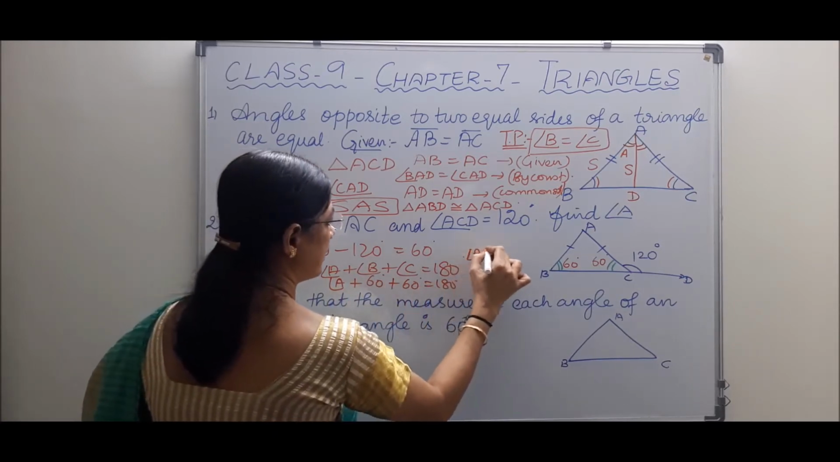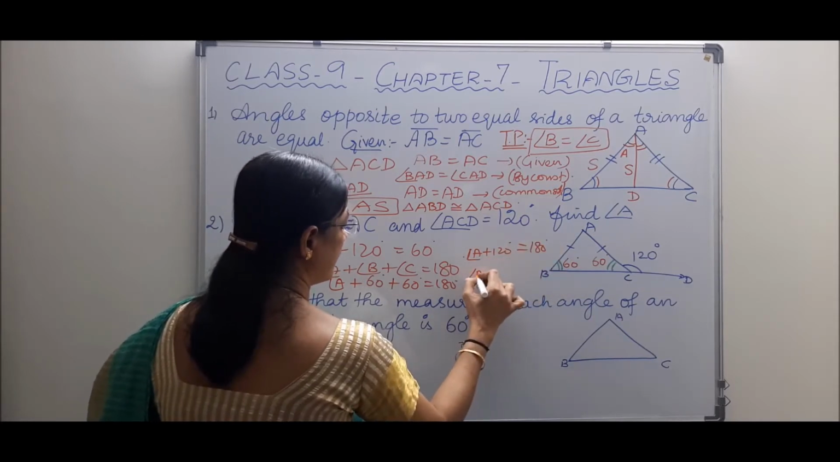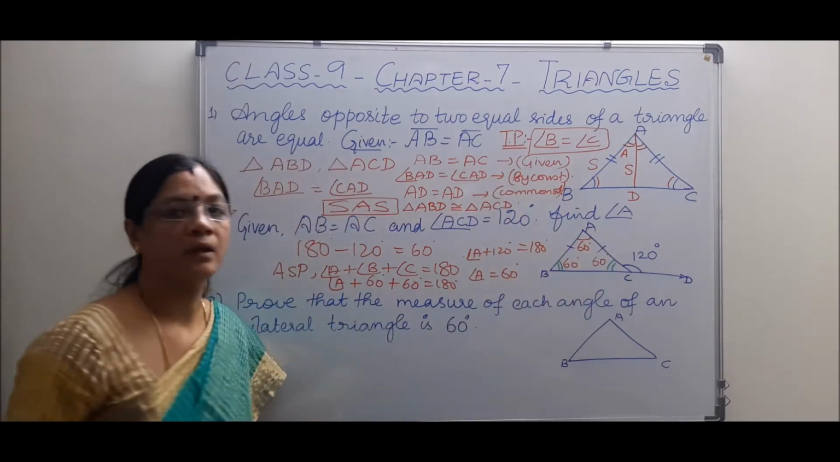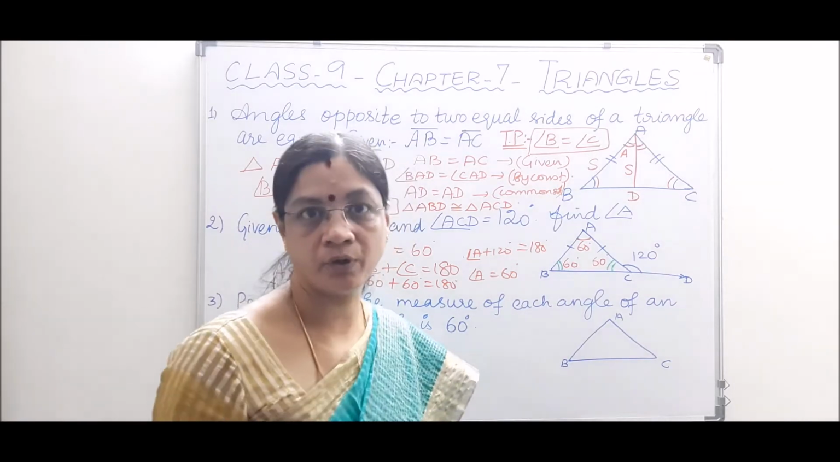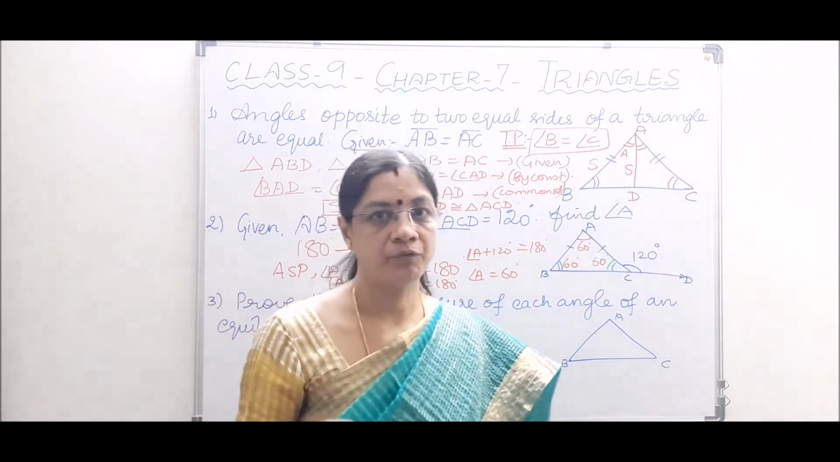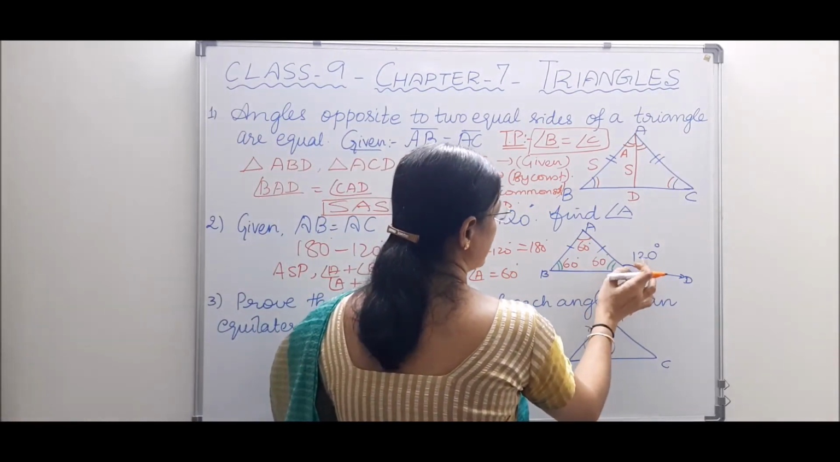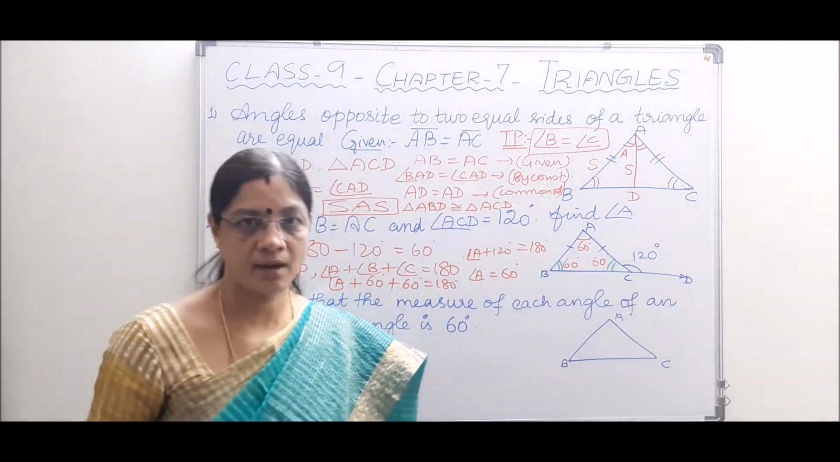Angle A plus 120 is equal to 180, or A is equal to 60. So this is also 60. Now do you understand? This can also be done according to another property, the exterior angle property. Yes, we have done it before, isn't it? Exterior angle property, what does it state? The exterior angle is equal to the sum of the opposite interior angles, isn't it?